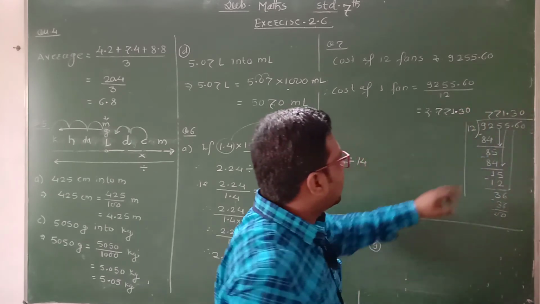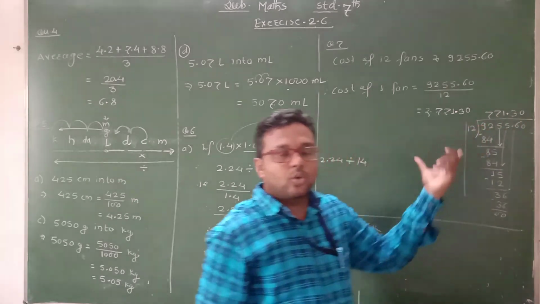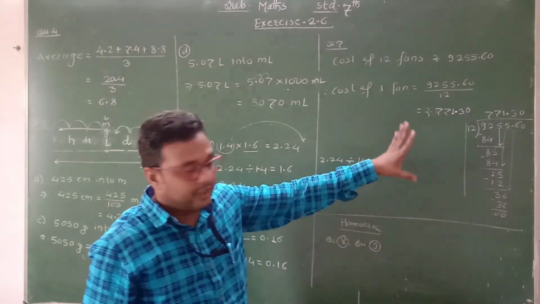Okay. Then what is the answer here? 771.30. This is the cost of one fan. 771.30. This is the required answer.